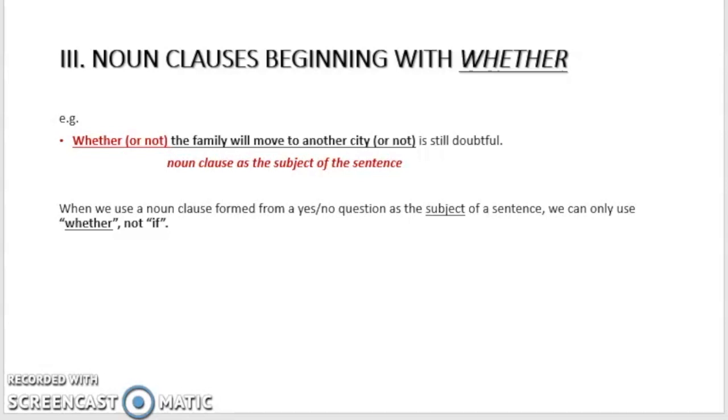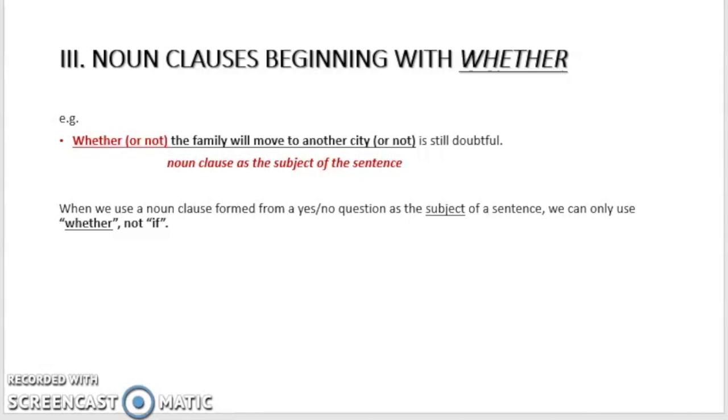The third type of the noun clauses in subject position is the noun clauses that begin with whether. These noun clauses are formed from yes or no questions. Let's have a look at this example. Whether or not the family will move to another city or not is still doubtful. In the sentence, whether or not the family will move to another city or not is a noun clause that starts with whether. It is in subject position in the sentence and it is followed by a singular verb.